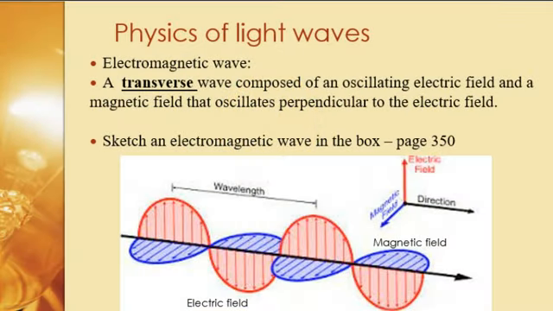All right, so we learned about redshift. Remember when we were talking about Doppler and all that kind of stuff there? Okay, here we go. So, physics of light waves. They're electromagnetic waves, and we're going to see here it is a transverse wave, composed of an oscillating electric field and magnetic field.